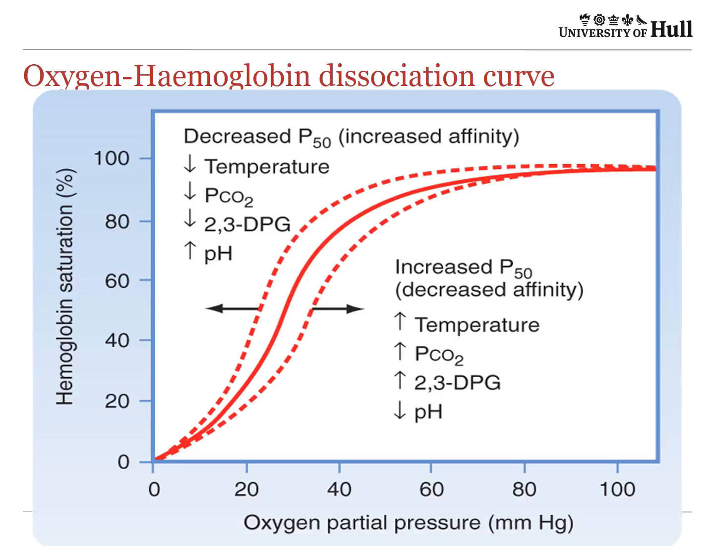So under conditions where there is increased temperature or increased carbon dioxide, for example in exercise, and increased diphosphoglycerate, which is a byproduct of metabolism, or a decreased pH, which indicates raised hydrogen ions, then the oxygen-haemoglobin dissociation curve can move to the right and make more oxygen available.